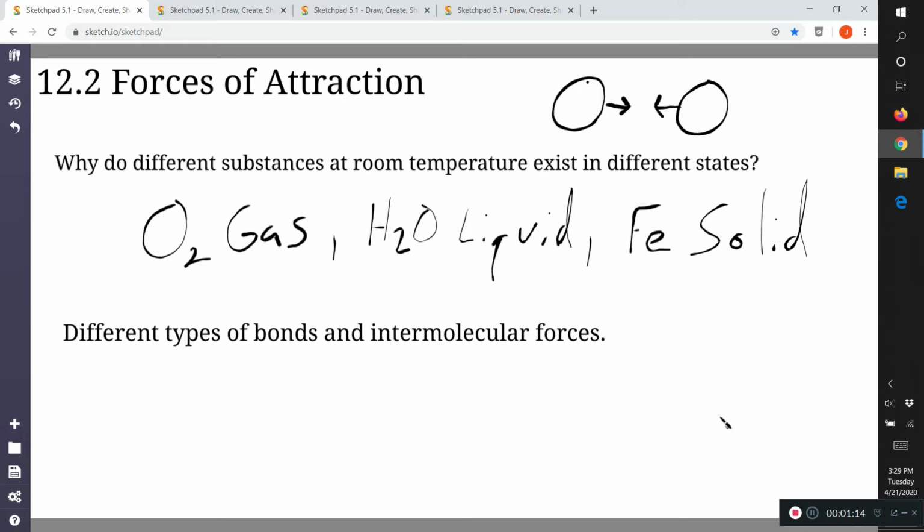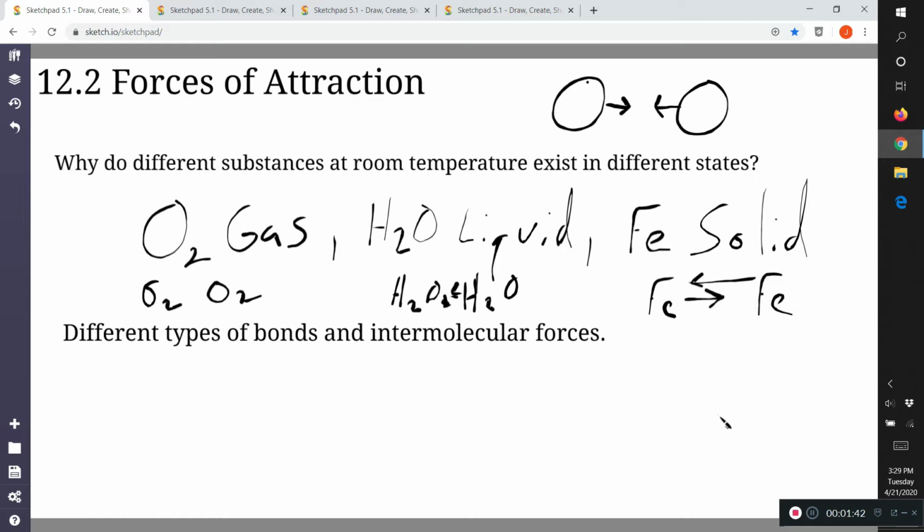So the O2 molecules floating around are not attracted enough to each other to form into a liquid state, like the H2O molecules are. The H2O molecules stick closer together and thus form a liquid because the force of attraction between them is stronger. And things that are solid have an even stronger force of attraction that holds them together. Now, we've kind of hinted at these forces of attraction before when we talked about different types of bonds.